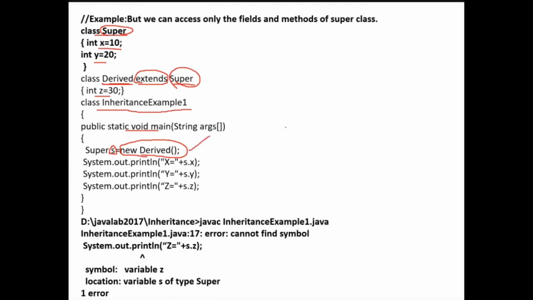But can you assign it the other way? You write it: Derived d = new Super(). Is that possible? It is not possible. If you try to do it, what will happen? This is super, this is derived, and this is the reference new super. What will happen?